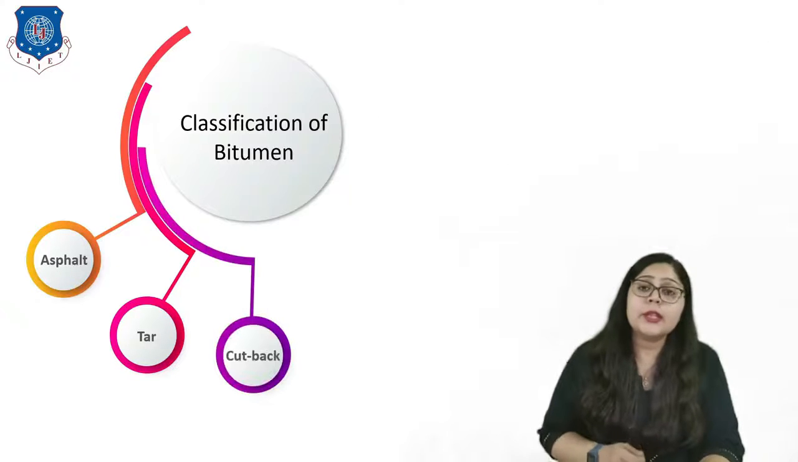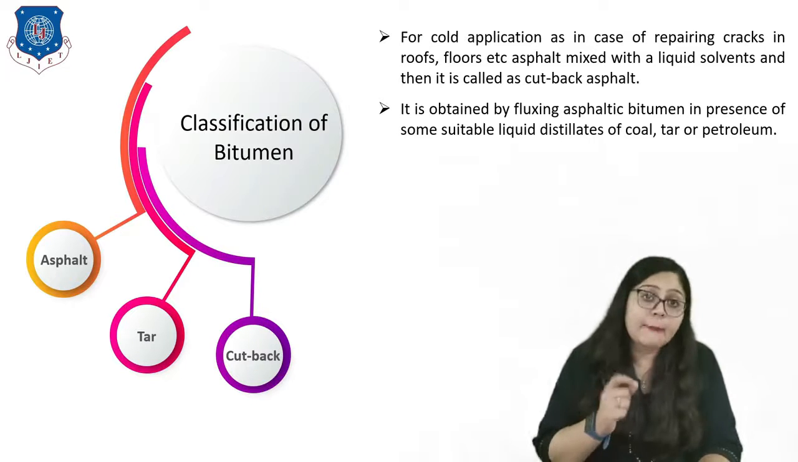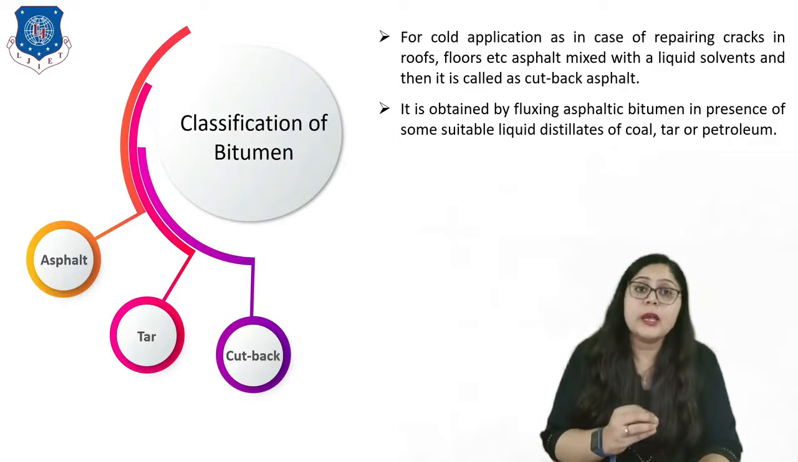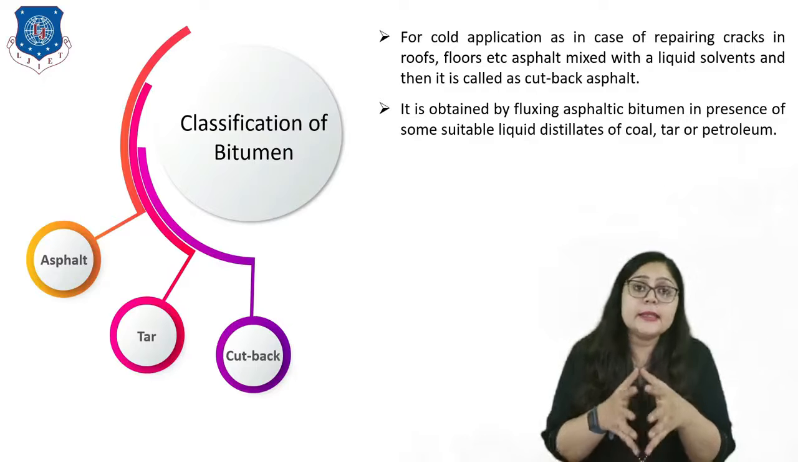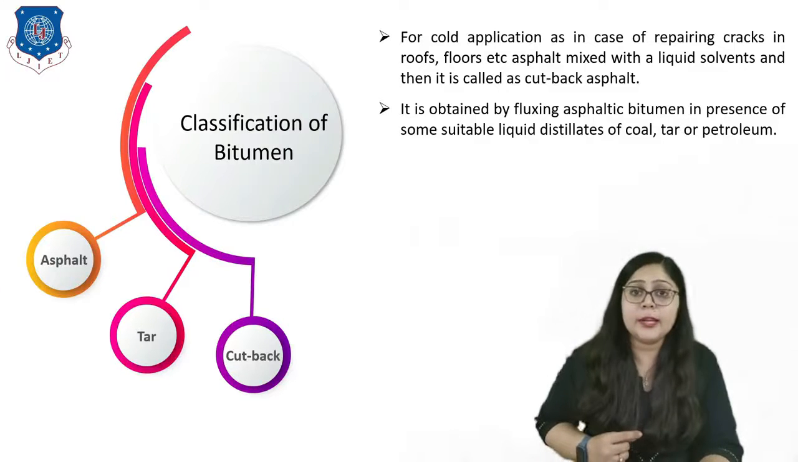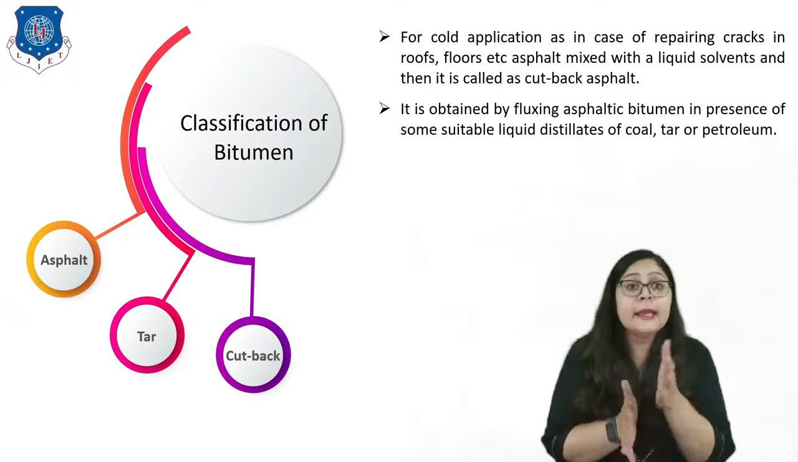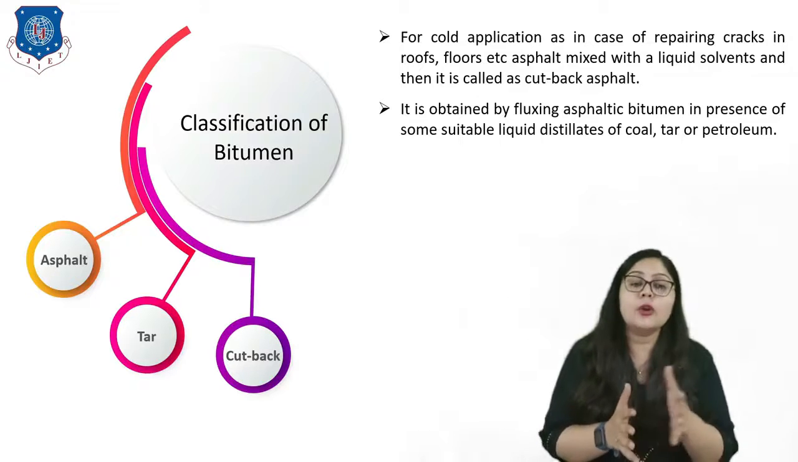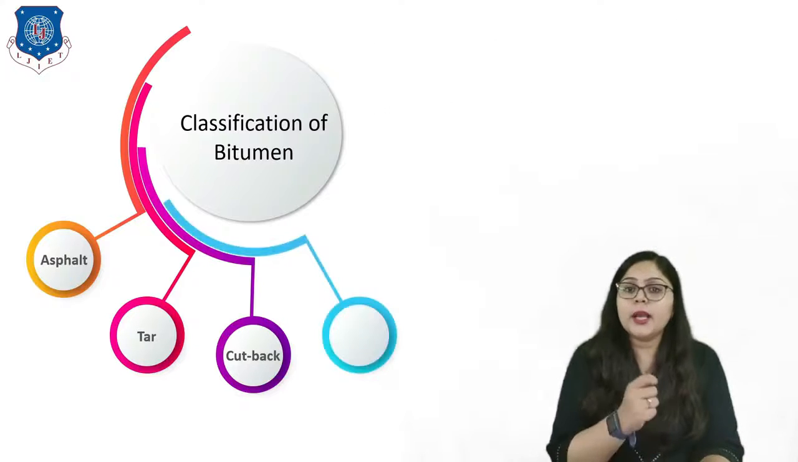Now, let us move to the next term, which is cutback. For cold applications, as in the case of repairing cracks in roofs and floors, asphalt mixed with a liquid solvent is called cutback asphalt, right? It is obtained by fluxing asphaltic bitumen in the presence of some suitable liquid distillates of coal tar and petroleum, right? So that's all for the cutback.